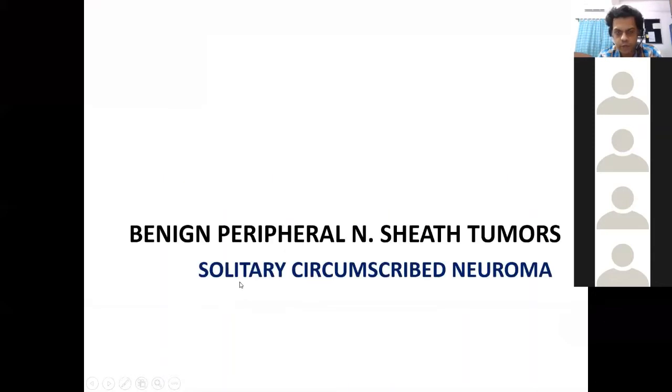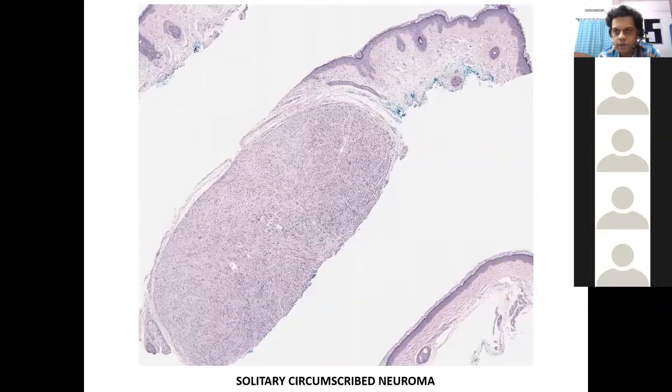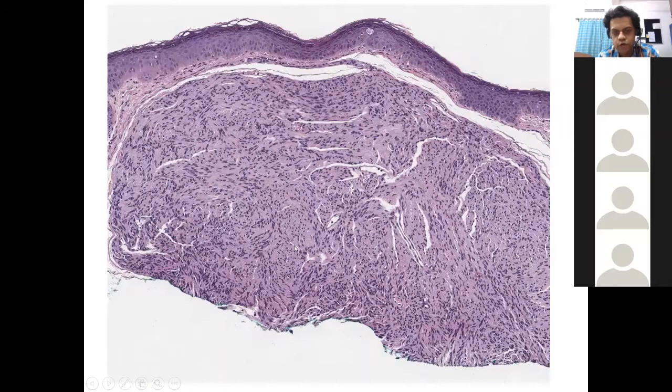So let's start off with one uncommon one among the benign entities, that is the solitary circumscribed neuroma. So basically the history will be of a lesion on the face or in the oral cavity, maybe in the cheek. It would be a slow growing lesion over a period of maybe a few months. And what you will have is a very small, well circumscribed nodule, which on a higher power, you don't really see anything very scary.